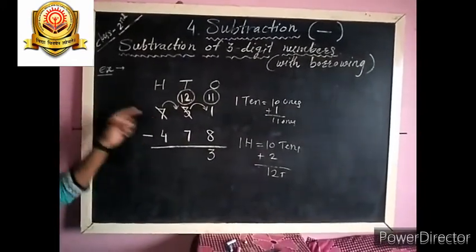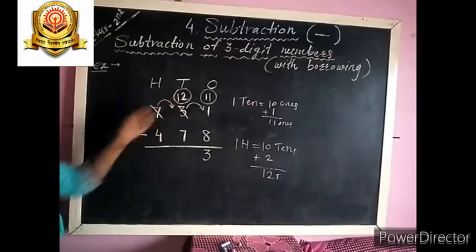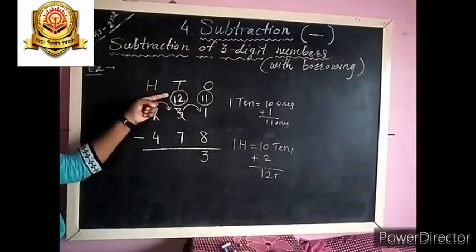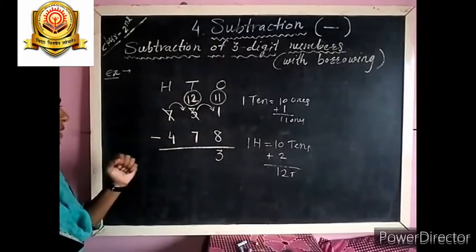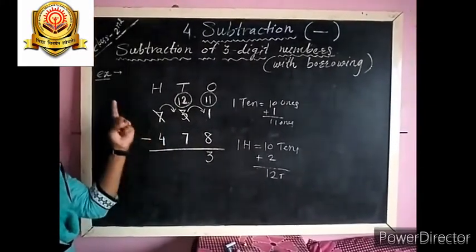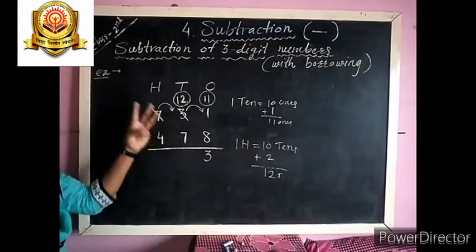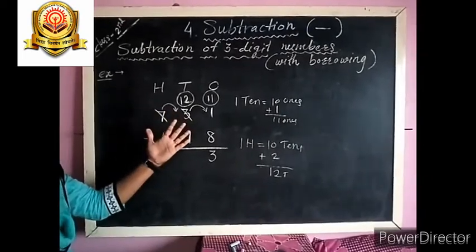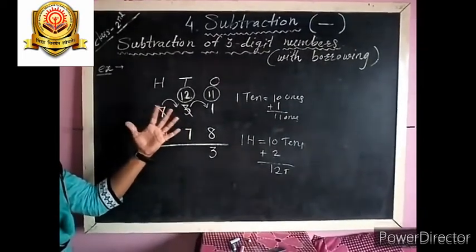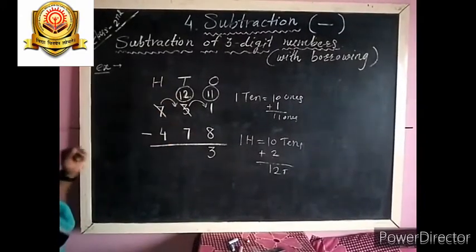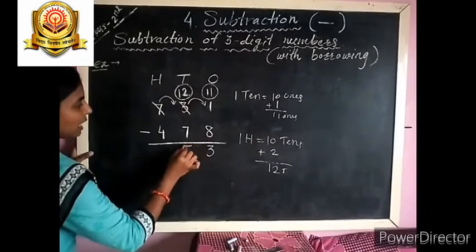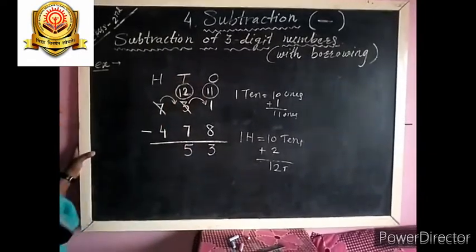So students, we can easily subtract 7 from 12. Then 12 minus 7. Count forward from 7: 8, 9, 10, 11, 12. Then count all fingers. 5 fingers. So 12 minus 7 is 5. So write 5 under the tens column.